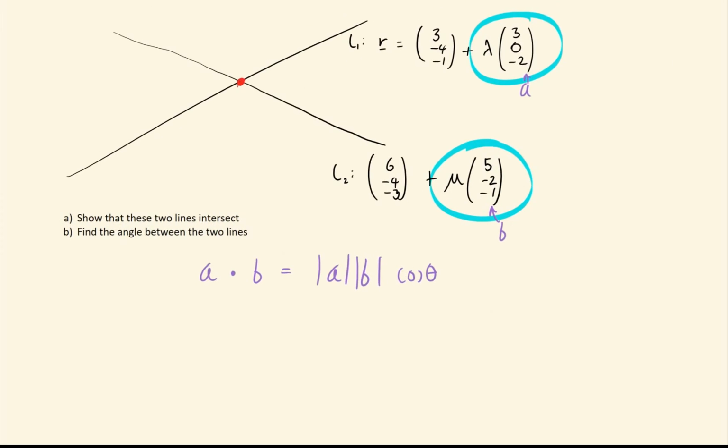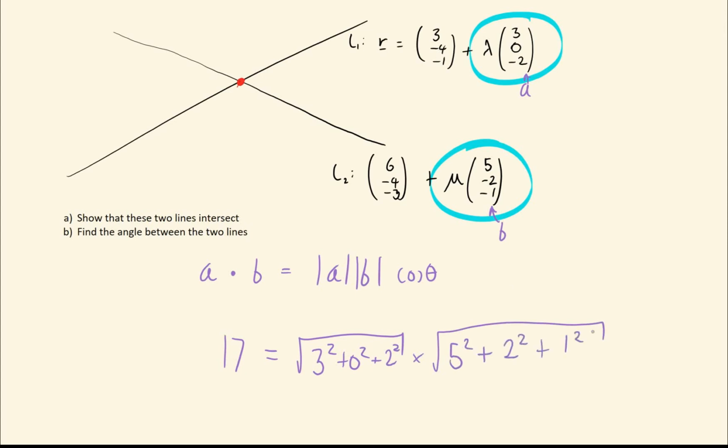So A dot B, that's going to be 3 times 5, 0 times minus 2, and minus 2 times minus 1. So it's 15 plus nothing plus 2. So that is 17. Mod A is going to be the 3D Pythagoras stuff on this. So it's 3 squared plus 0 squared plus minus 2 squared, which is the same as 2 squared, times by this, which will be 5 squared plus minus 2 squared, which is the same as 2 squared, plus minus 1 squared, same as 1 squared, times by cos theta.